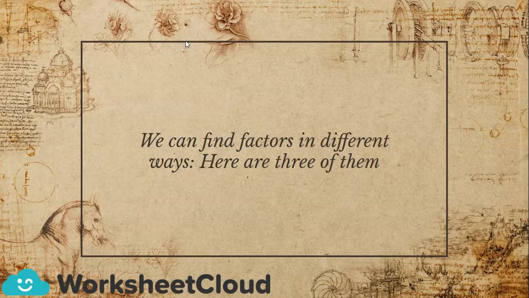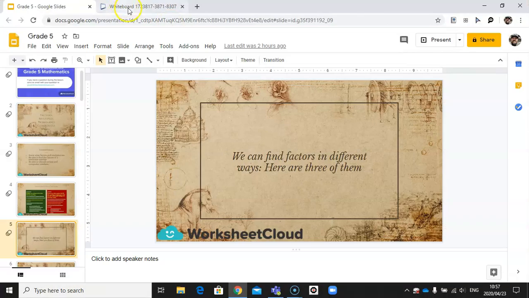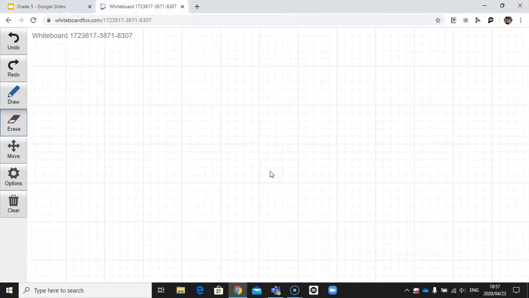We can find factors in different ways, and I'm going to show you 3 different ways. I really don't mind which one you choose to use. In the end, it's really about whether you can find all the factors that you're looking for. So I'm going to start off by looking to see what the factors of, let's start with 12.